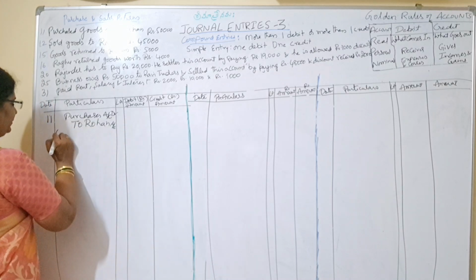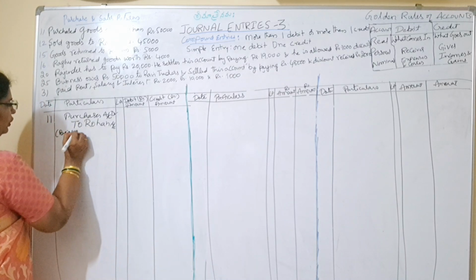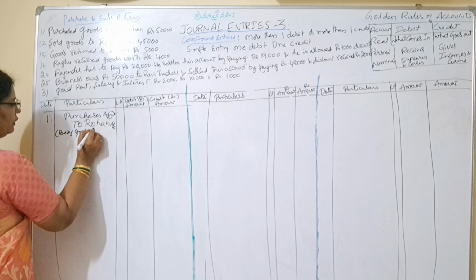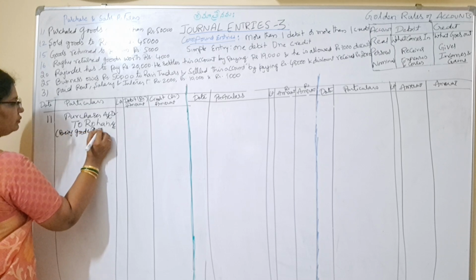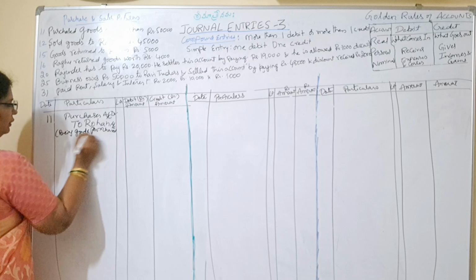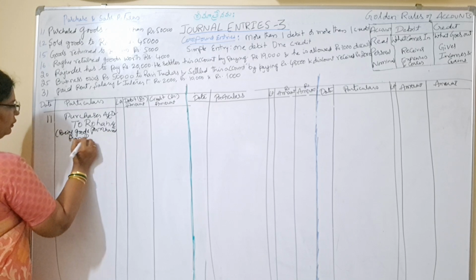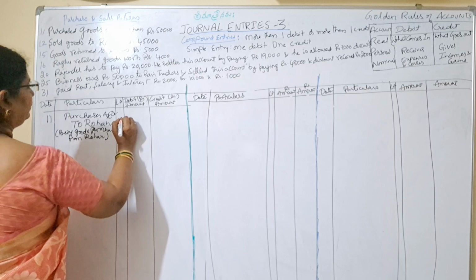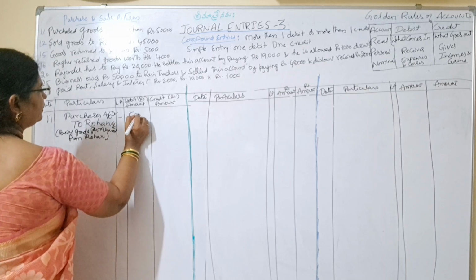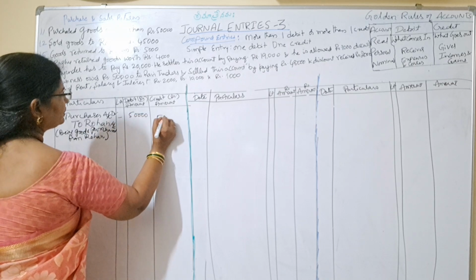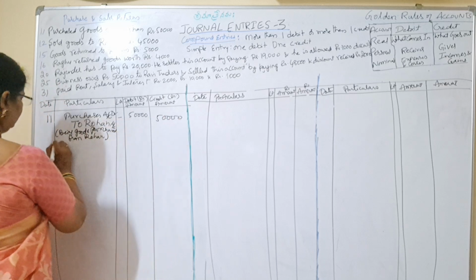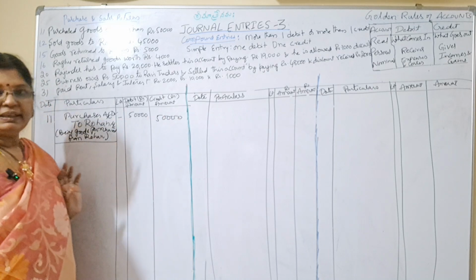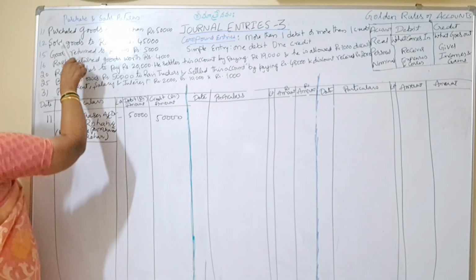So what is the narration? Being goods purchased from Rohan. What is the amount? 50,000. Clear? Next we will take another transaction.